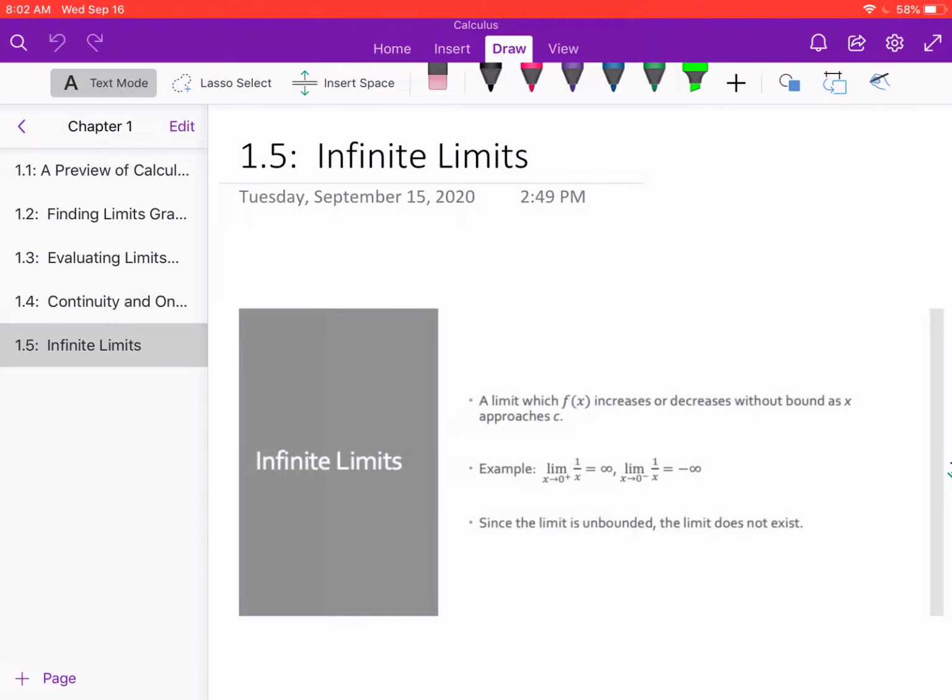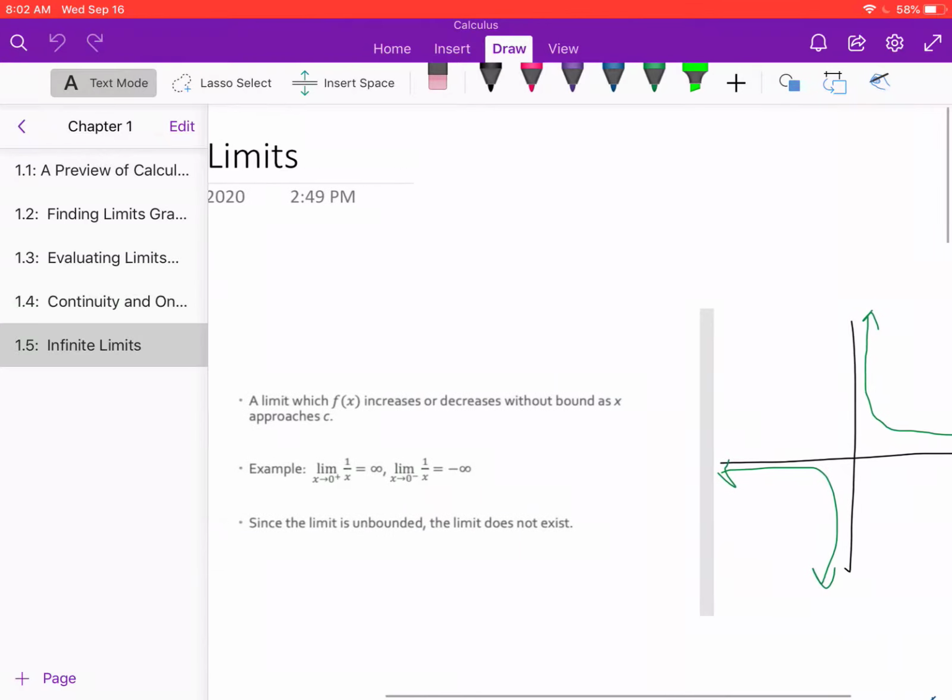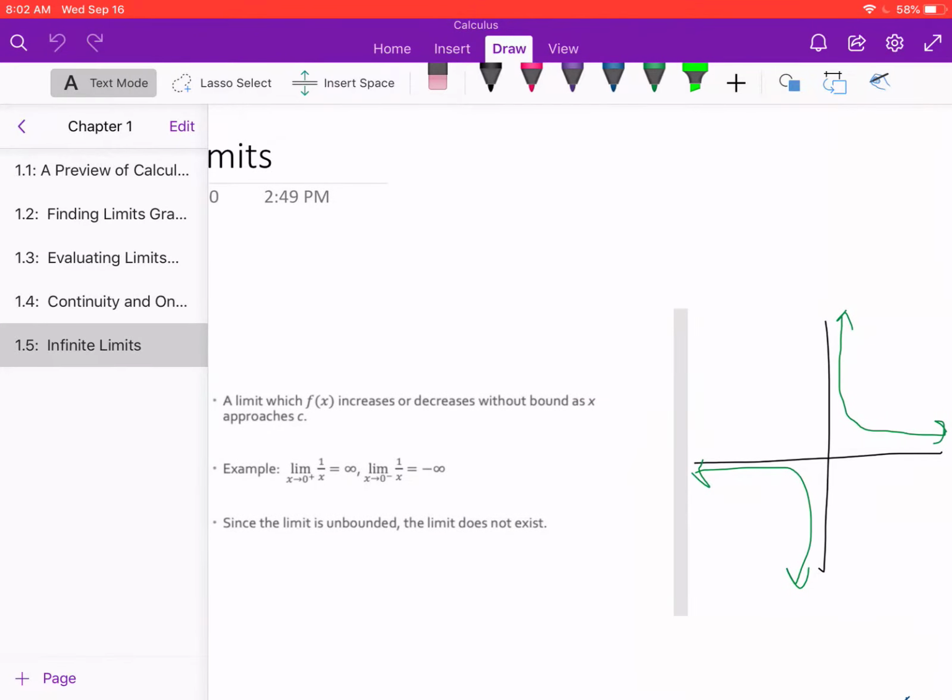Section 1.5, infinite limits. An infinite limit is a limit where the function increases or decreases without bound as x approaches some number c. For example, if we look at the rational function and we're trying to look at the limit as x approaches 0 from the right-hand side of 1 over x, it's infinity because it's going to keep going up and up and up. It's never going to reach a specific value.